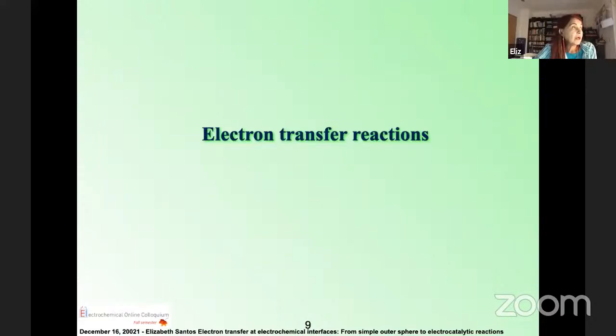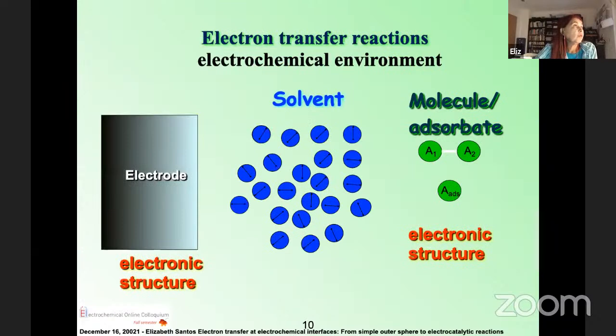Good, then we come now to electron transfer reactions. We have to consider in our system the electrode. It's important to know the electronic structure of our electrode. We have a solvent, and we have the reactant that could be an ion, a molecule or something else. And then it is important to know also the electronic structure and all the interactions between these parts of the system.